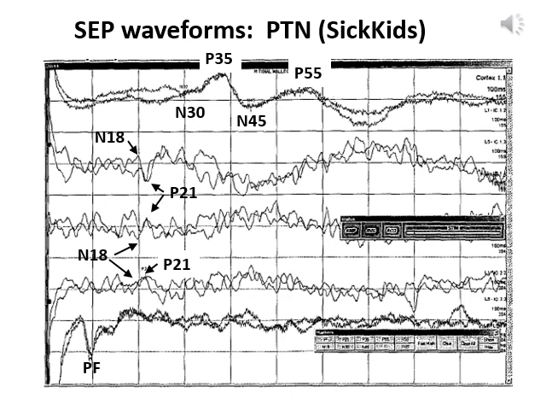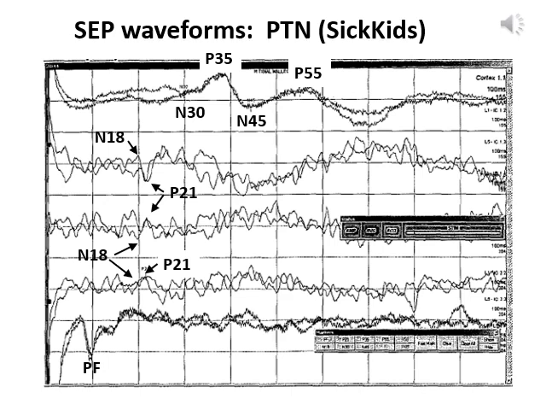This slide is an example of the posterior tibial nerve recordings that we typically obtain at SickKids. The top channel is a cortical recording, and we usually see a big M-type response where there's a negative going N30, but kind of the bottom of the peak, and then a positive going P35, and then a negative N45, and then a positive P55.